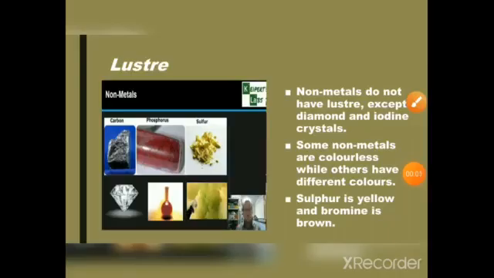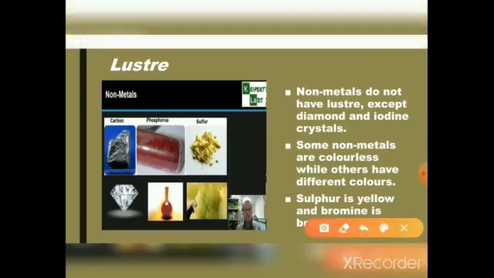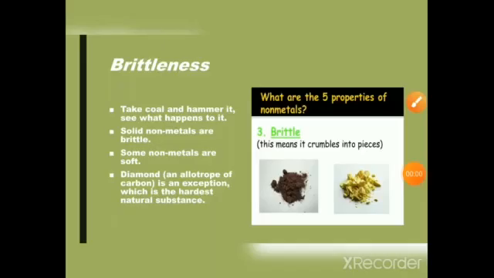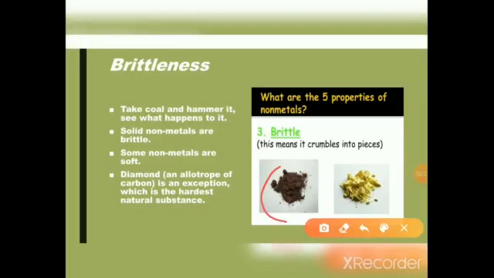Luster: non-metals do not have luster except diamond and iodine crystals. Some non-metals are colorless while others have different colors. Sulfur is yellow and bromine is brown. So in the figure, if you try to see a diamond, it is lustrous. In the picture, if you try to see, the non-metal is brittle, it means it crumbles into pieces.